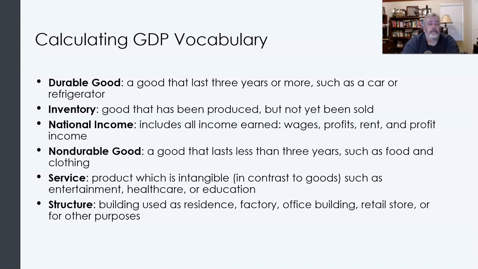National income. This is the alternative way of calculating GDP. I talked about the other one as expenditures. That means money being spent: consumer spending, business spending, government spending, and spending on exports and imports. That is the expenditure approach. There's also an income approach where you add up all the money people make. And that becomes your GDP. These two numbers are fairly close to one another.